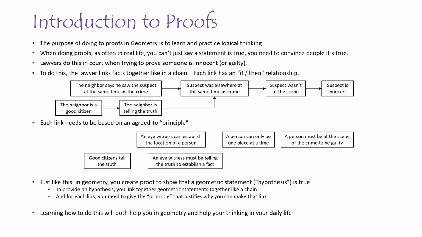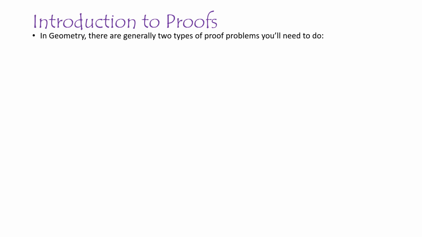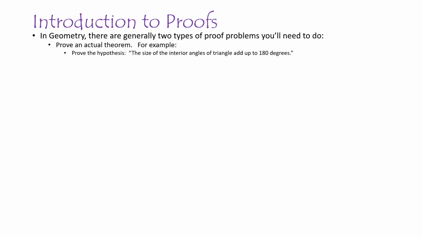And so learning to do this will help you both in geometry and in your thinking for your daily life. So here we go. In geometry, there's generally two types of proof problems you'll need to do. You'll actually prove an actual theorem. And a theorem is a geometric statement that you can prove. And here's one. The sum of the interior angles of a triangle add up to 180 degrees. Now, you've known that for many years, I'm sure, but you can actually prove that it is true.